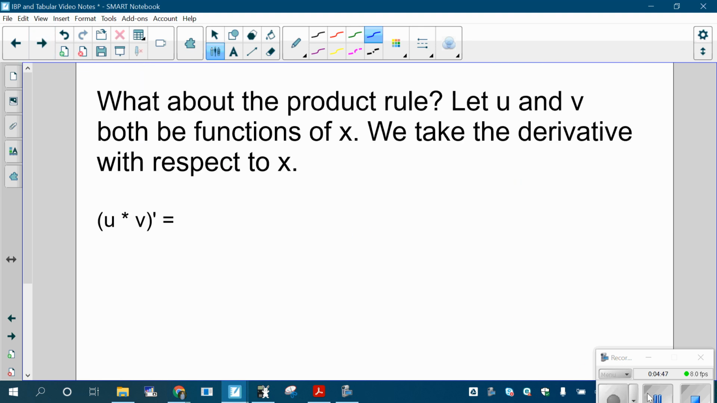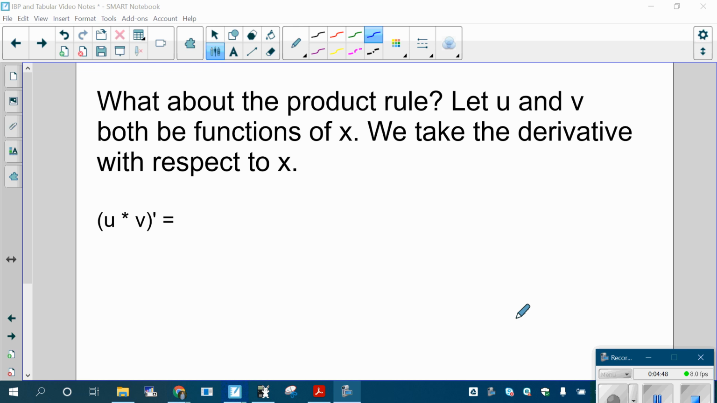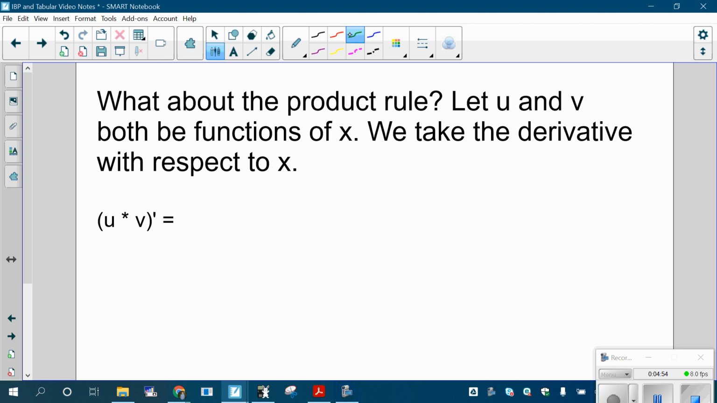Okay, let's do this. In order to get this integration formula, we have to first make sure we remember what the product rule is going forward. So what's the product rule? Well, if you have a product, u times v, and you want to do the derivative of it, you do the first times the derivative of the second plus the second times the derivative of the first.